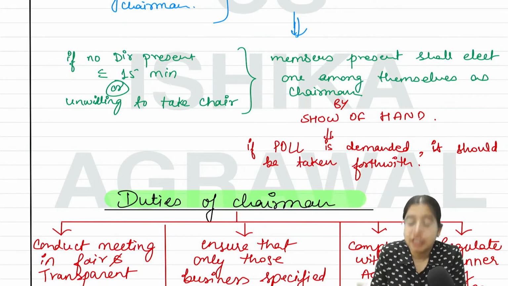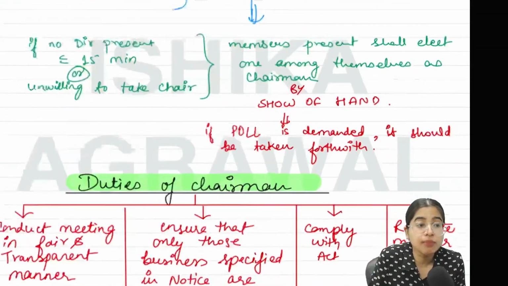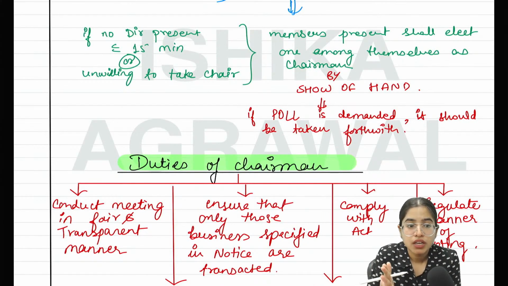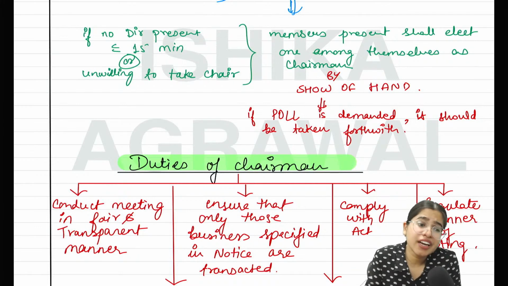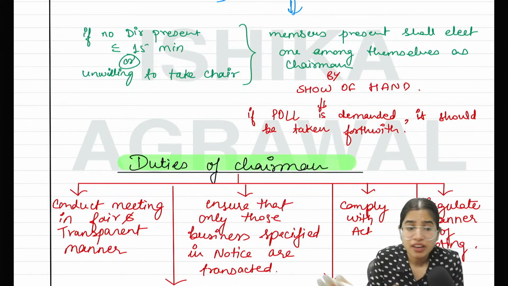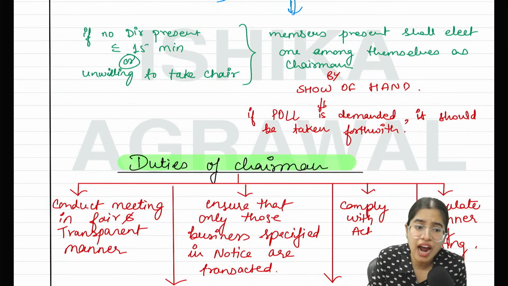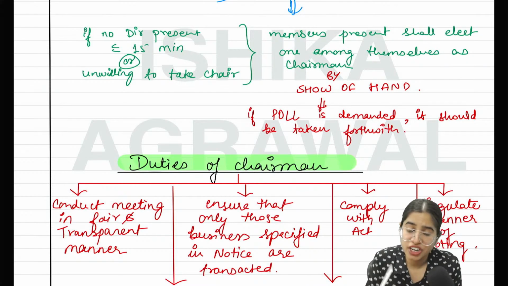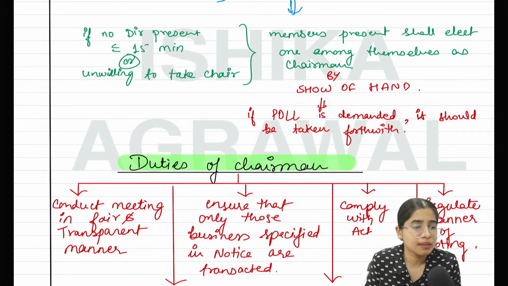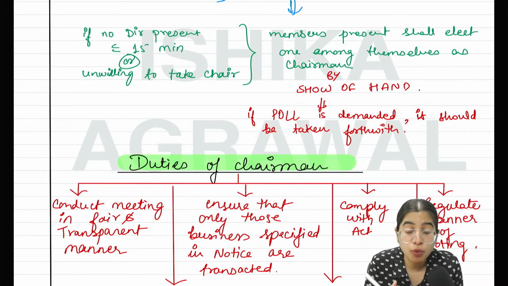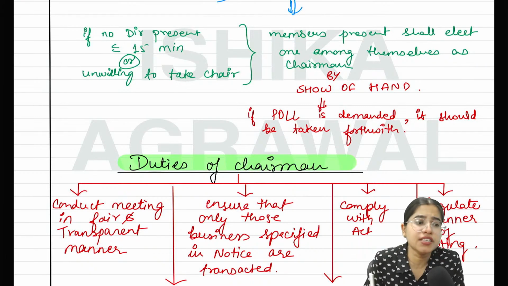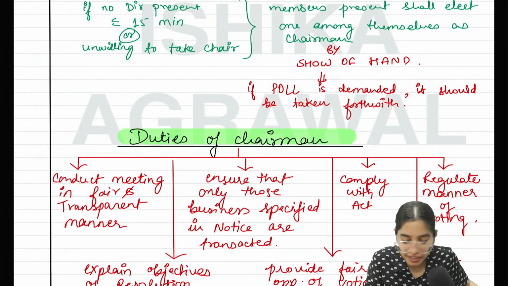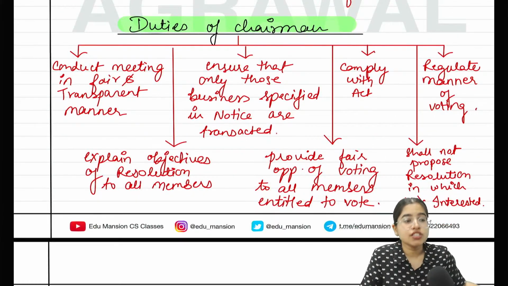Forthwith means immediately. Forthwith is a legal term. Why immediately? Because if the chairperson is not appointed, the meeting cannot start. The meeting can start only if the chairperson is appointed and a proper person is there in the chair. So without appointing a chairperson, the meeting cannot start. That is why if a poll is demanded for the appointment of the chairperson, it should be taken forthwith. Are you getting this point? Yes, madam.